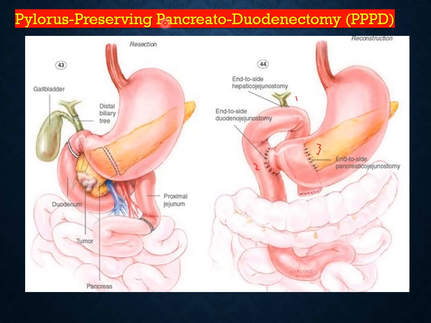In the pylorus preserving pancreatoduodenectomy, PPPD, the difference is you remove the duodenum plus the head of the pancreas. The only difference is the stomach is left behind, so the pylorus is intact. The pylorus is left behind, therefore there is no regurgitation or reflux. The triple bypass is still there.